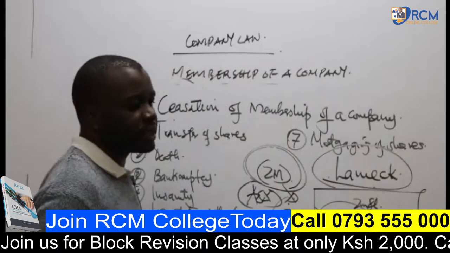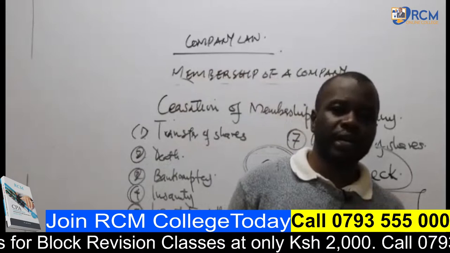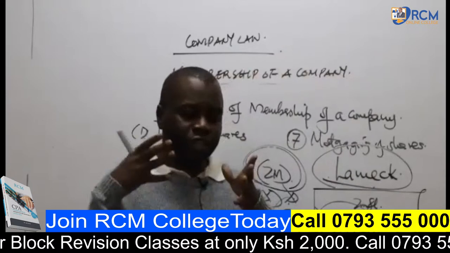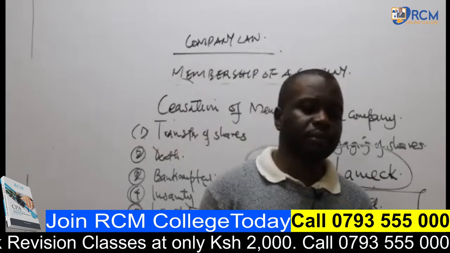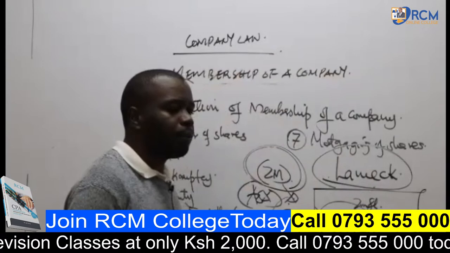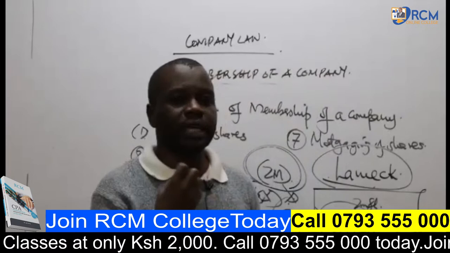Mortgaging of shares is where a shareholder of the company uses his shares like an asset or a security to get a loan or financing from someone, maybe a bank or a SACCO. So in this case, the shares will be charged as an asset. Failure to pay for this loan simply means that the bank will take over the shares. If they take over the shares, the shareholder will lose membership because he has lost the shares. Mortgaging of shares is where a person uses these shares as a security to get a loan from a financier. Failure to pay means the shares will be taken over by the lender, or in this case, the bank.